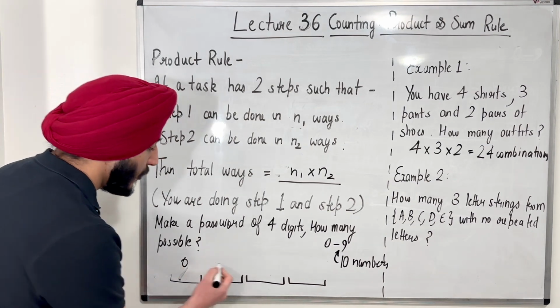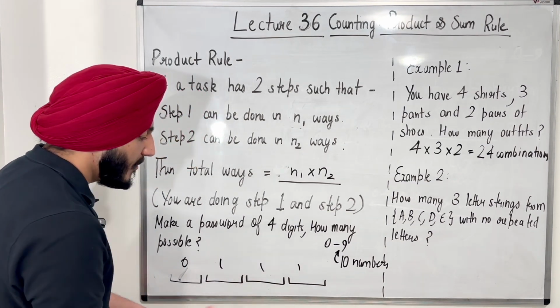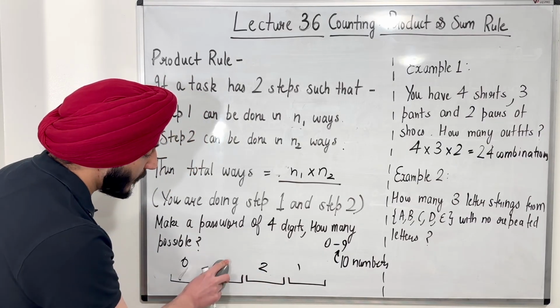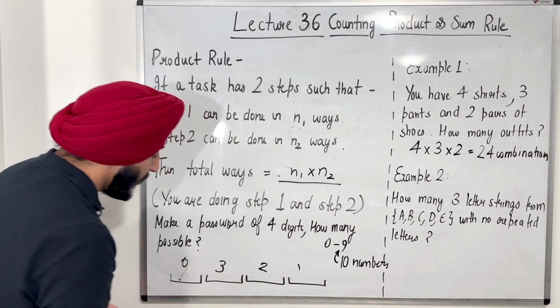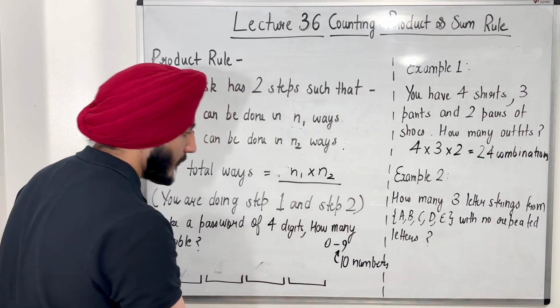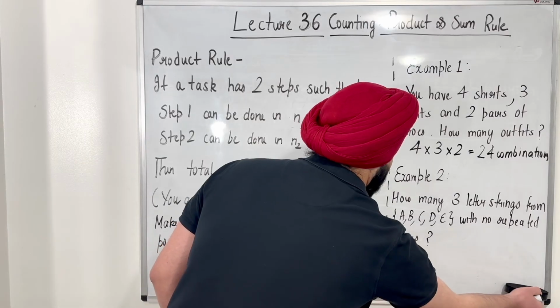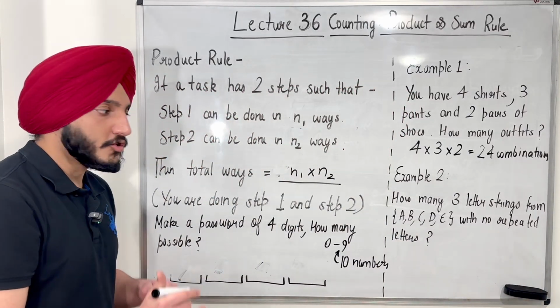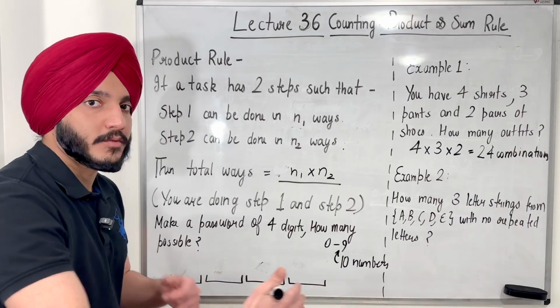I could have maybe 0, 1, 1, 1. Or maybe in the third place, I could have 2. Maybe in the second place, I could have 3. But the important point is that for every single one of these digits, there are 10 possibilities. So how many total passwords would there be?